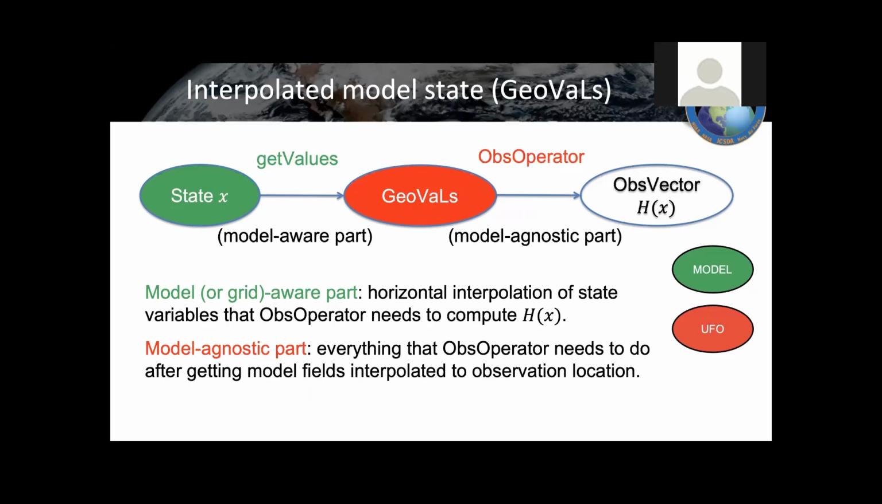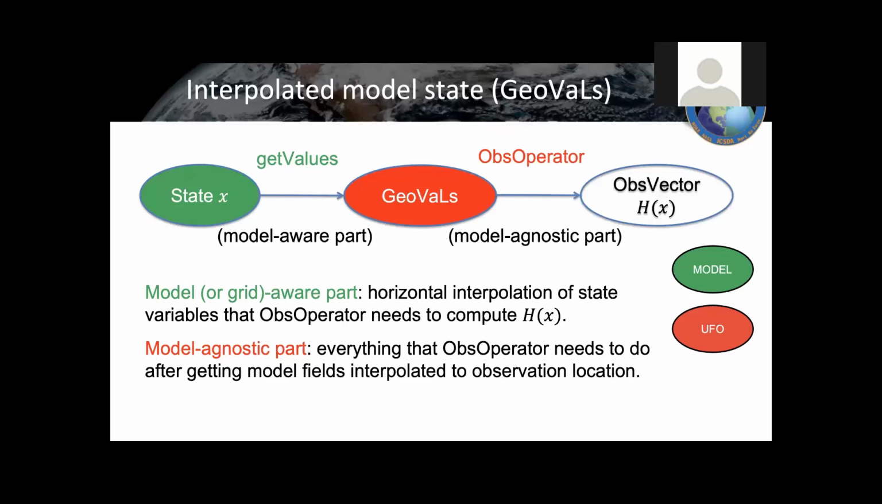And really, again, the model has its own system for storing its data. And then you want to take the model state at certain locations, but those locations aren't the locations where the model has a grid point. So you use this geovals code to do the horizontal and temporal interpolation. And it's the first step of that forward operator.